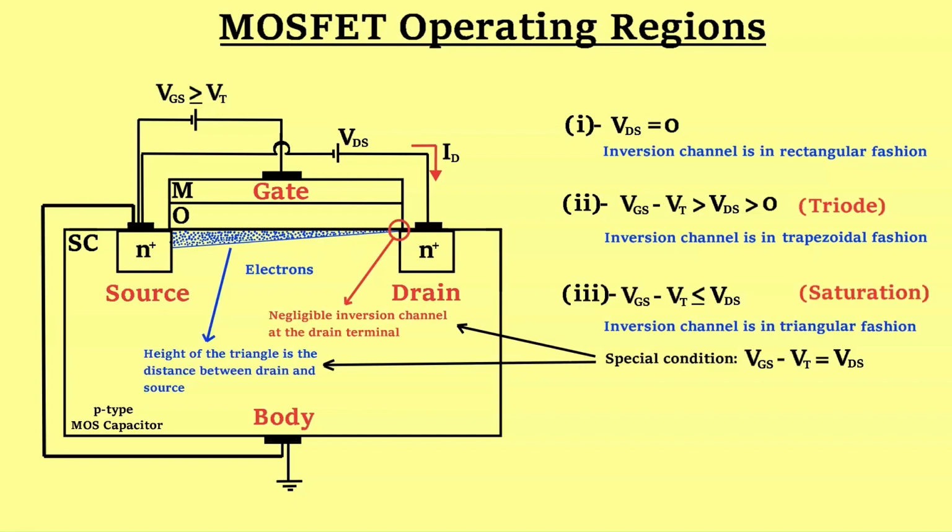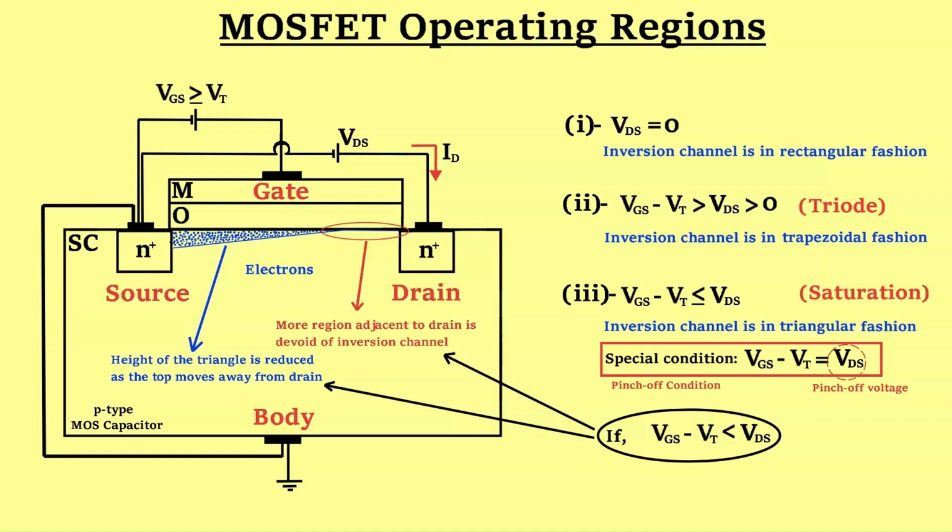There is a special case when gate to source voltage minus threshold voltage is equal to drain to source voltage. In this case, the inversion layer looks like a triangle. The positive voltage on the drain is sufficient to completely exploit the electrons present near the drain terminal. This particular condition is referred to as the pinch-off condition, and the corresponding drain to source voltage is referred to as the pinch-off voltage. Observing carefully, you will realize that both overdrive voltage and pinch-off voltage have equal values, but they have totally different definitions.